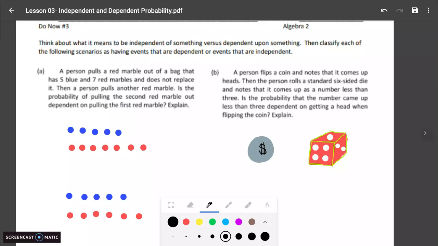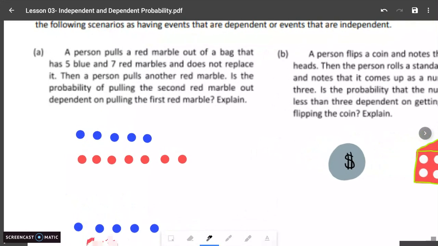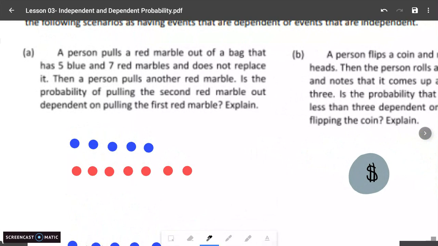So let's look at these two examples here, starting with A. A person pulls a red marble out of a bag that has 5 blue and 7 red marbles and does not replace it. Then a person pulls another red marble. Is the probability of pulling the second red marble out dependent on pulling the first red marble?